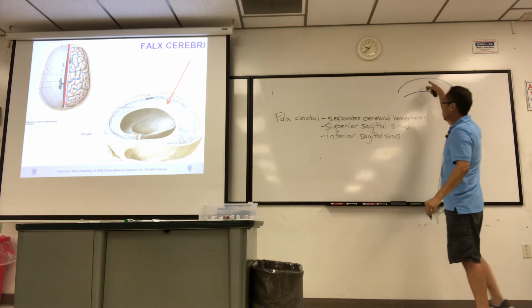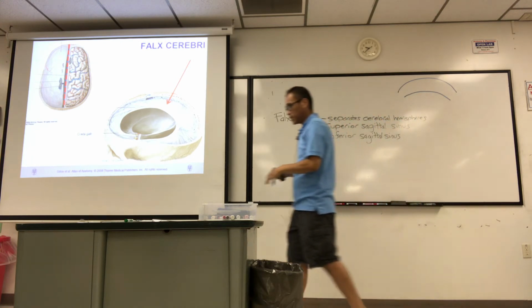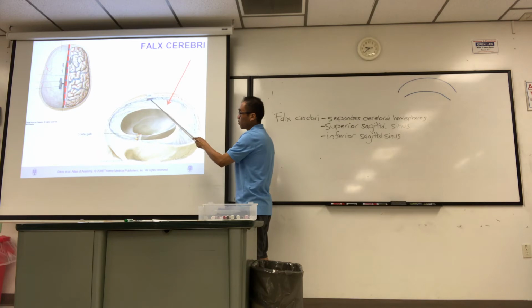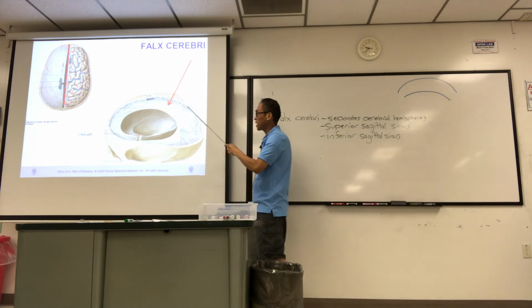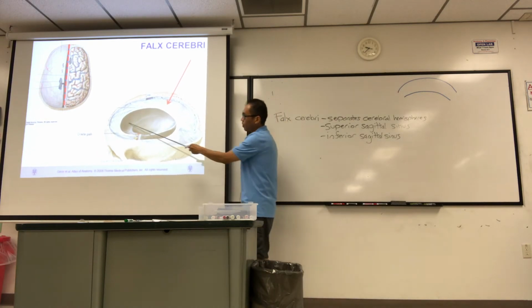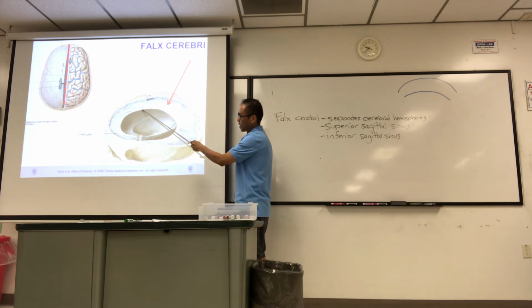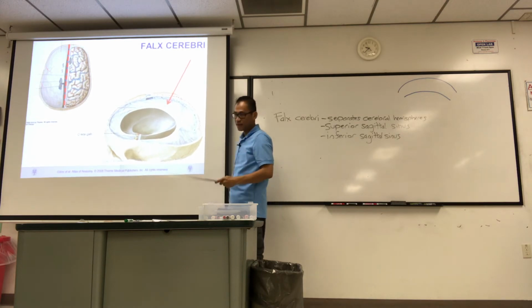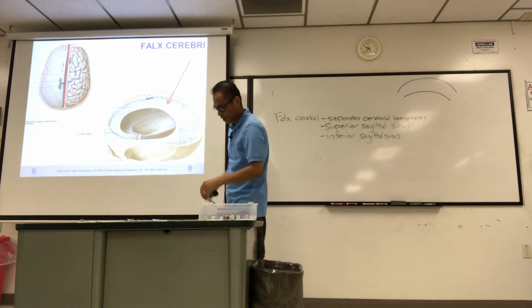So if I just draw two blue lines, can you see how there's one blue line going from front to back? It's the superior sagittal sinus. It's larger. The smaller one is the inferior sagittal sinus in the inferior border of the falx there. Okay, so that's basically what I was trying to say.